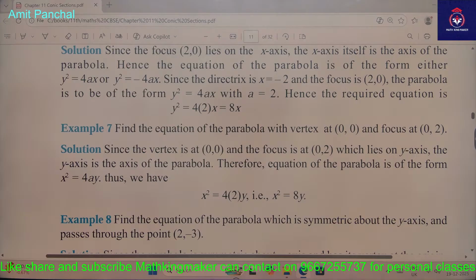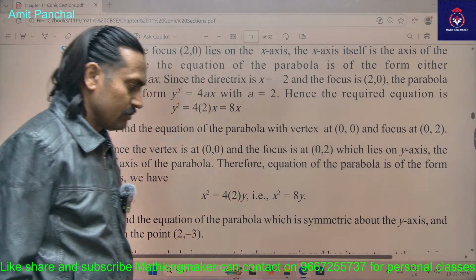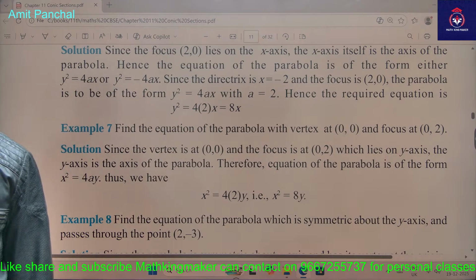The parabola is symmetric about the y-axis and passes through the point. First of all, take the standard equation of a parabola and use whatever is given to you. Since they said symmetrical about the y-axis, the parabola equation will be y square equals to minus 4x or 4ax, right?